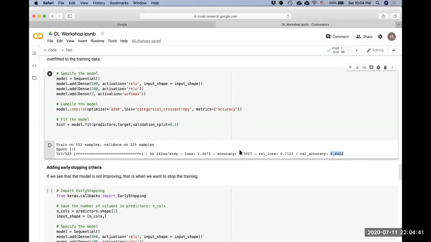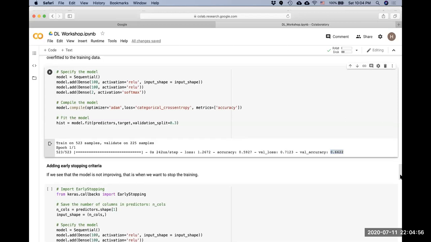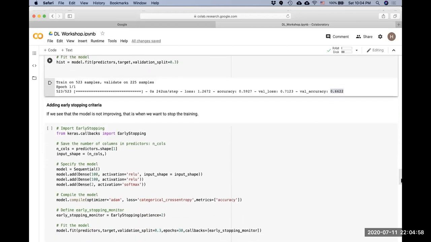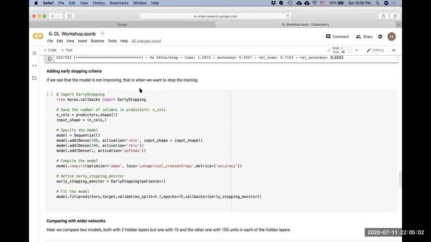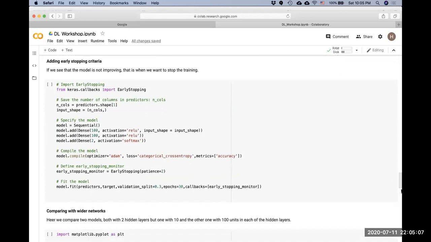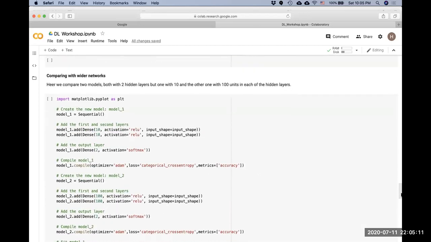So you are doing very well on your training data, but we don't want to use our model for training data. We want to use our model to test for the future. And if you see that these numbers do not match, then there is a problem. So this is a good diagnostic tool. And then you can also add early stopping criteria, or add early stopping. I will not talk about it. You can look it up and then you can just see the code.